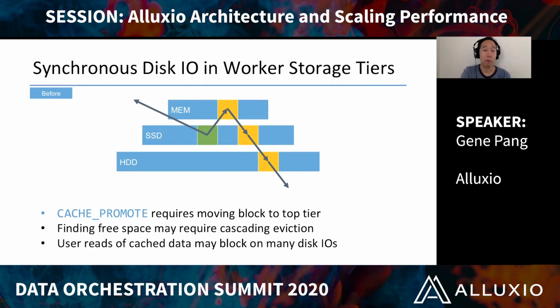And so just for a simple reading from the client of a block that is already cached in Alluxio, many instances of disk IO were required. And this can actually really slow down a read, even though it's cached in Alluxio.